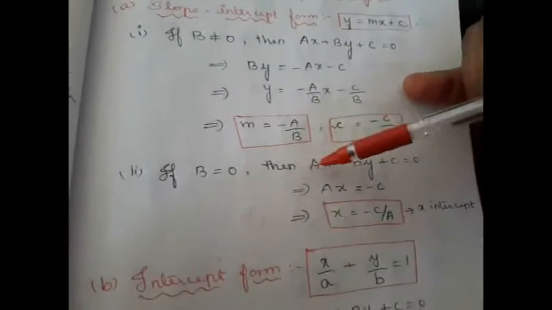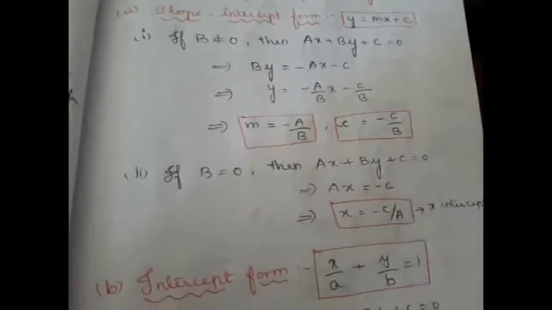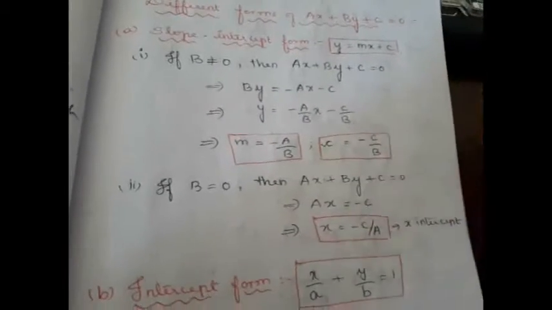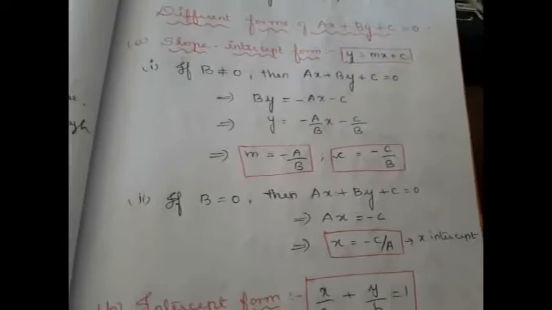If b equal to 0, then ax will be equal to minus c, x is equal to minus c by a. In this case, we got an x-intercept. The x-intercept is minus c by a. Right? Minus c by a, whose slope is undefined. Whose slope is undefined. Yes?